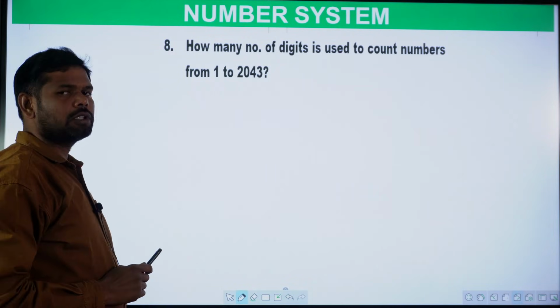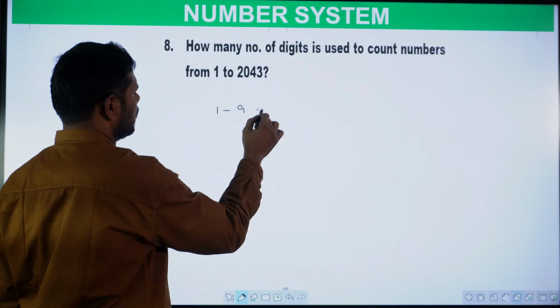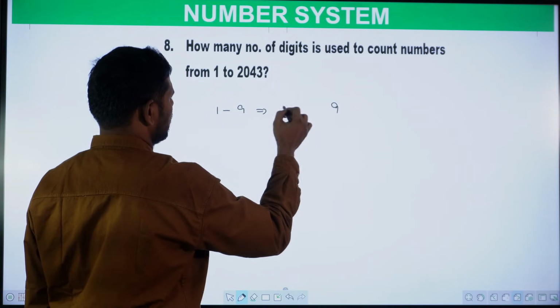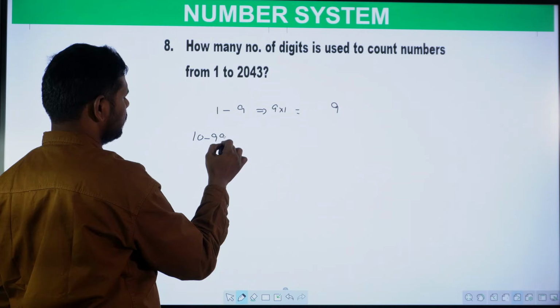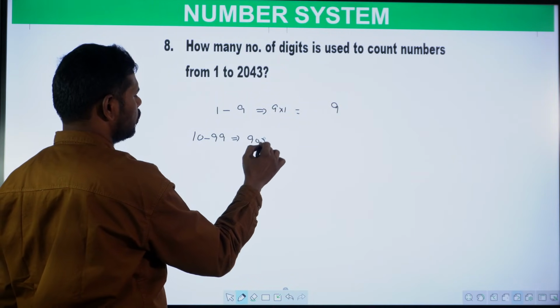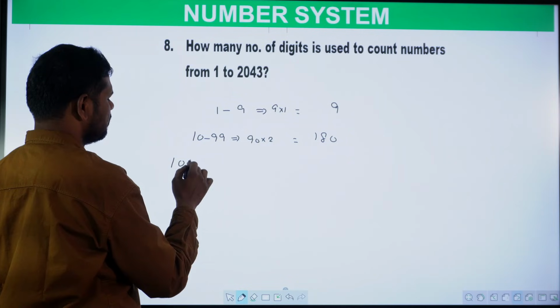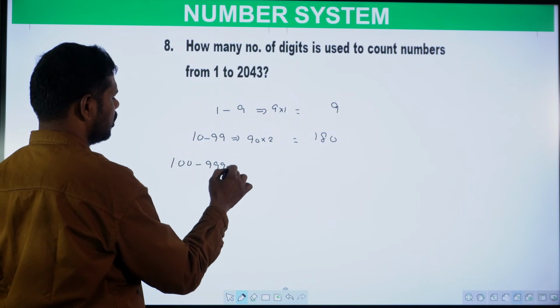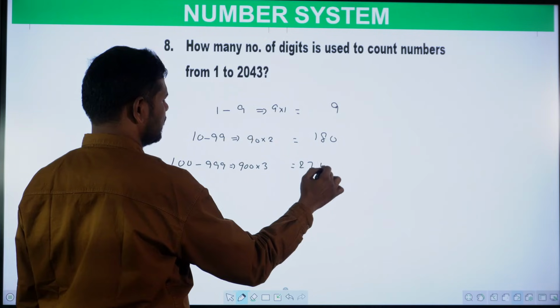1 to 2043, total number of digits are how many? That is the question. Similarly, 1 to 9, how many? We know 9 into 1, nothing but 9. Then 10 to 99, how many? 90 into 2, 180. Then all 3-digit numbers: 100 to 999 are how many? 900 into 3, 2700.